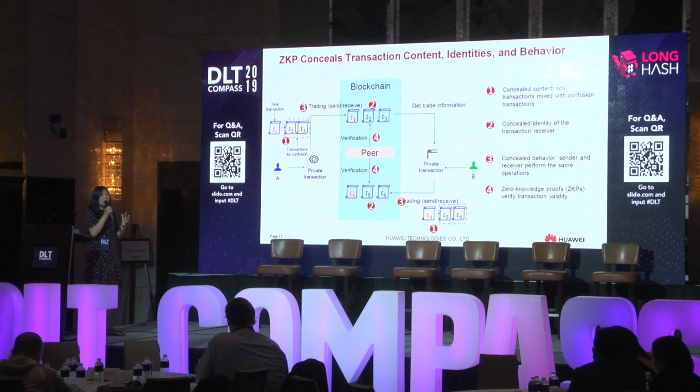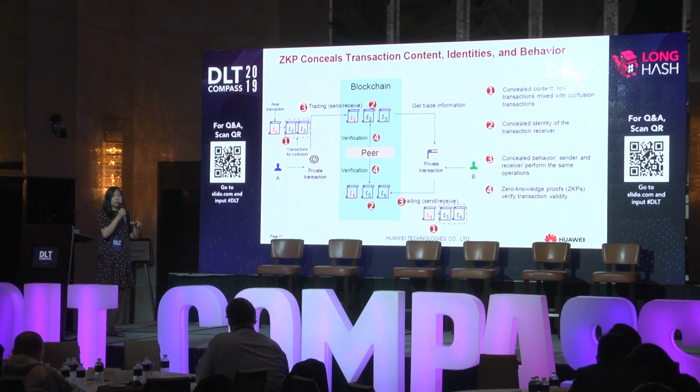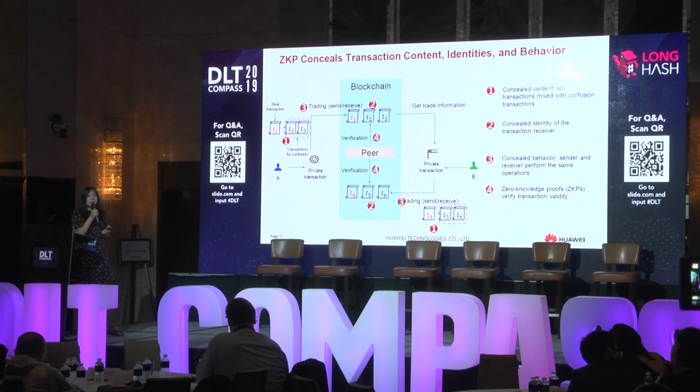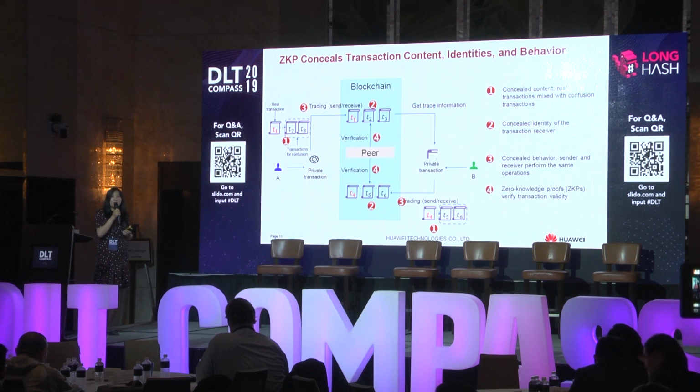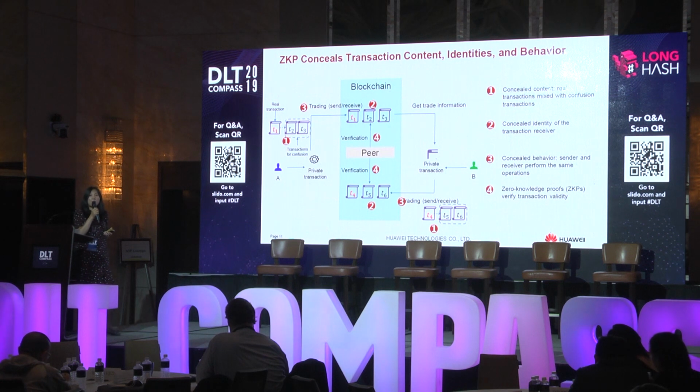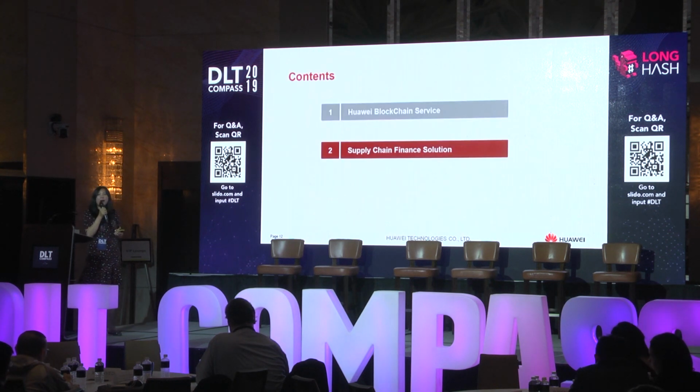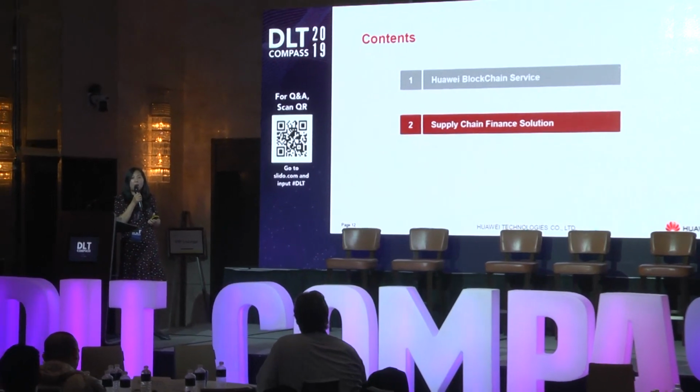By this way, the user cannot get the real transaction data information. And for the sender and the receiver, the behavior is totally the same, so you cannot know who transfers money to whom. By this way, we can guarantee the privacy of the transaction. So this is a ZKP transaction proof solution we already enabled in our service, and developers can use that when creating their chain code.